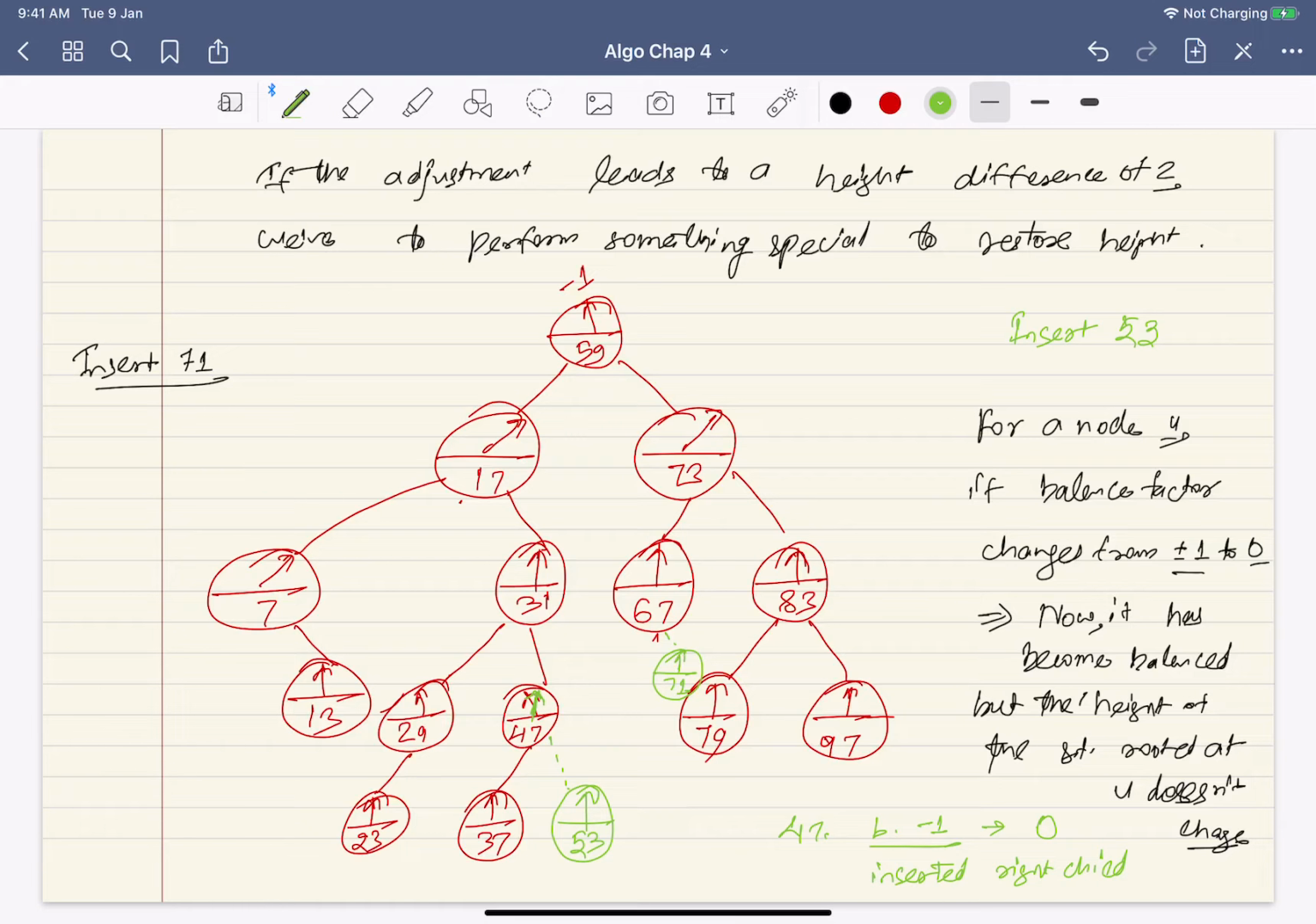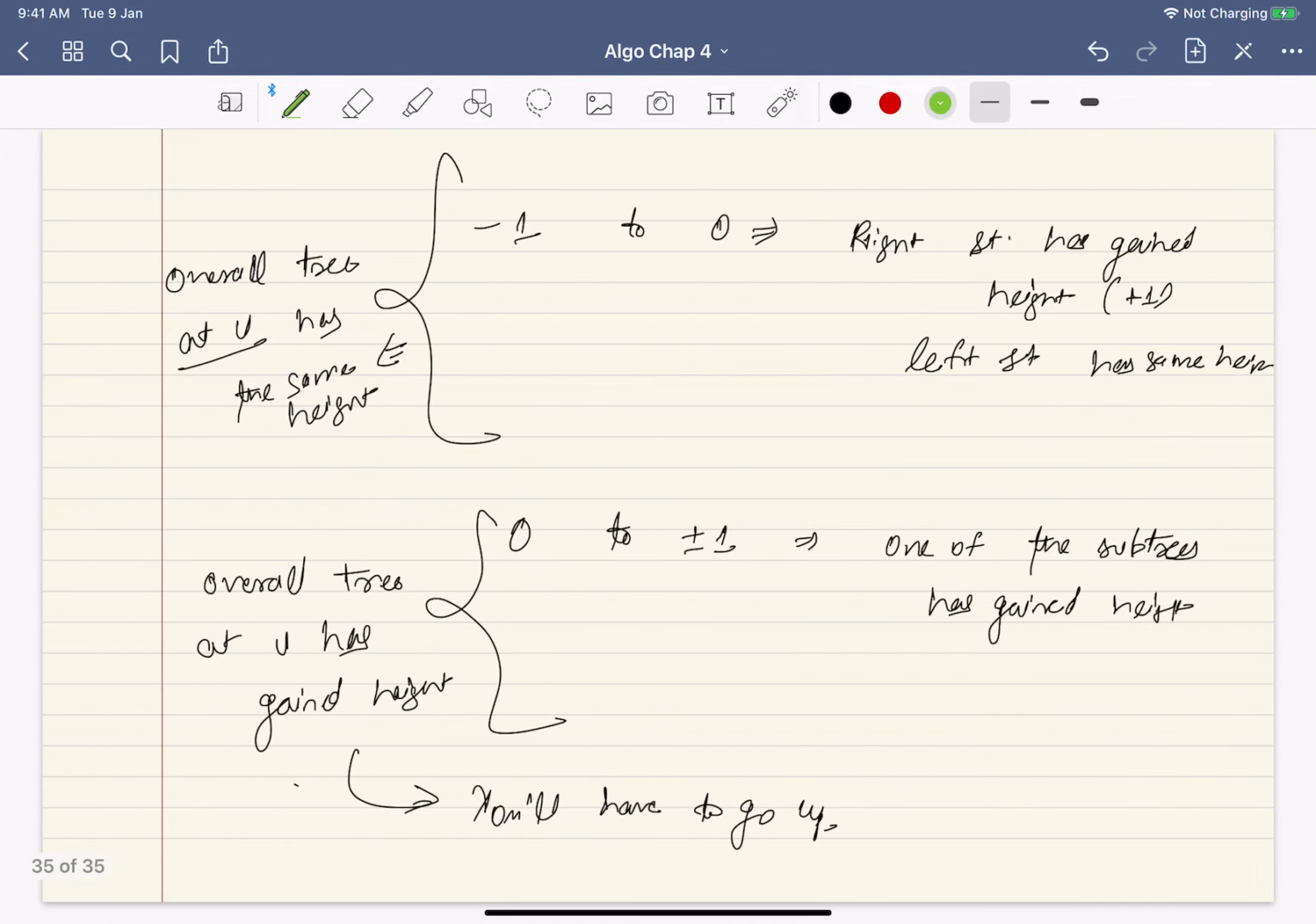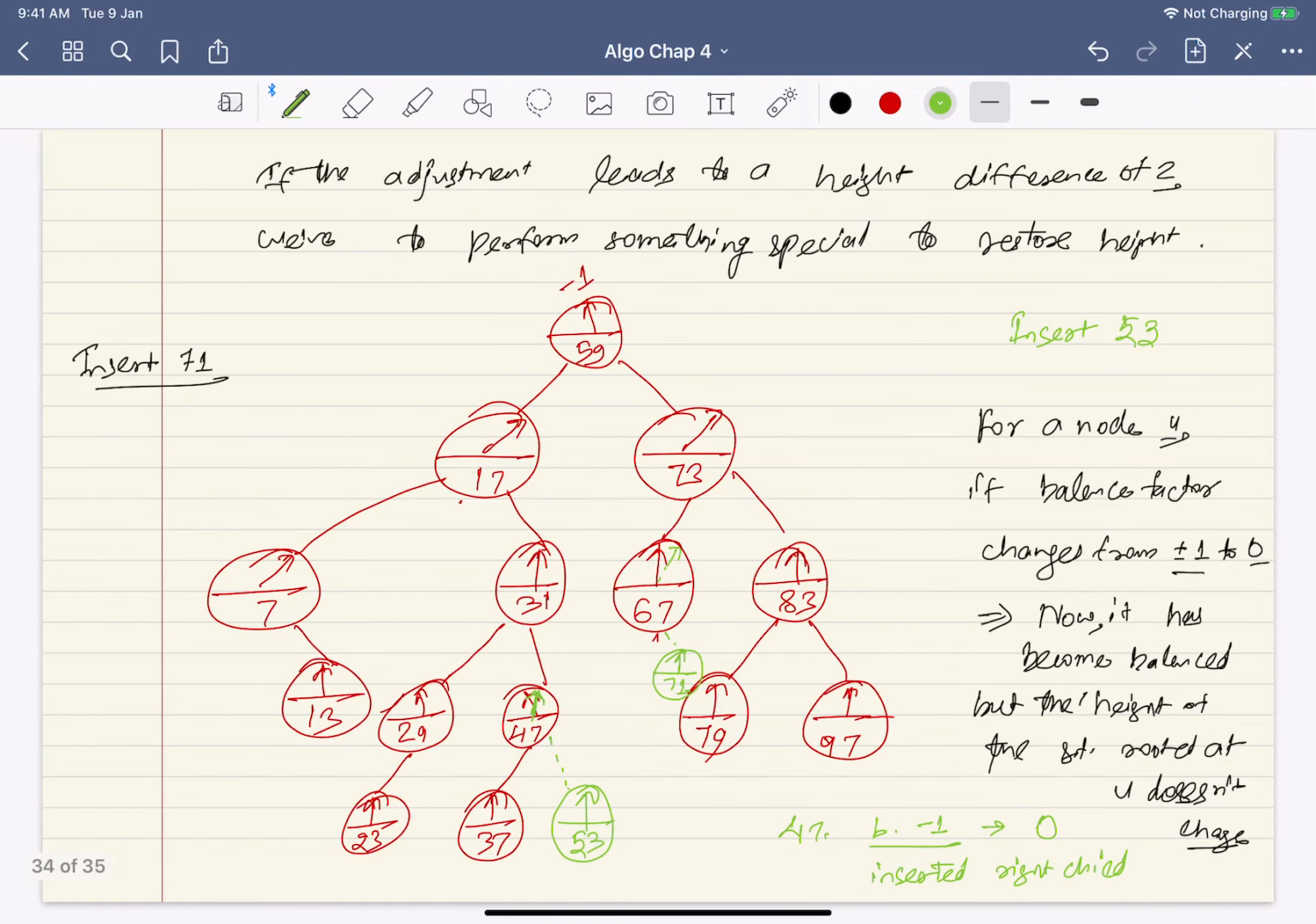Balance factor 0. Now you see 67 has got a right child, so its balance factor will increase by 1, like we did last time. So it will become +1. Now this has gone from 0 to +1. That means this has gained height, so I have to go up. I have to go to 73. Yes, so now it's left.